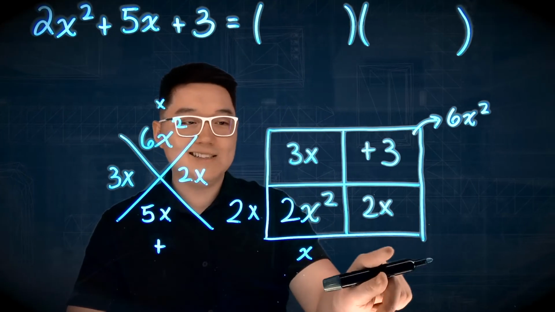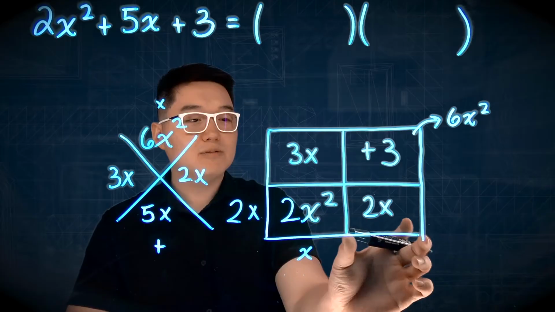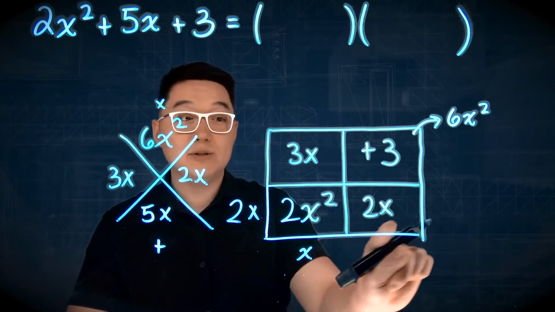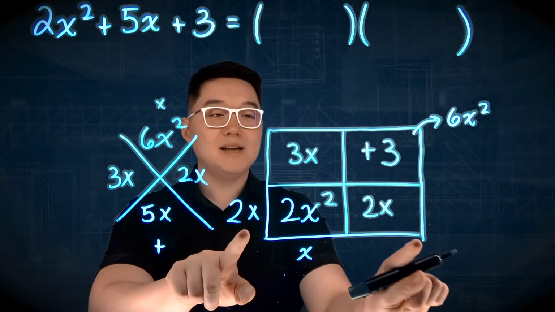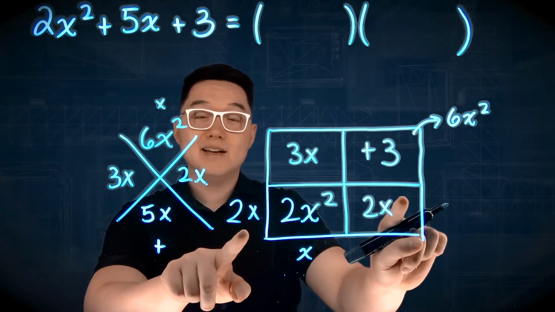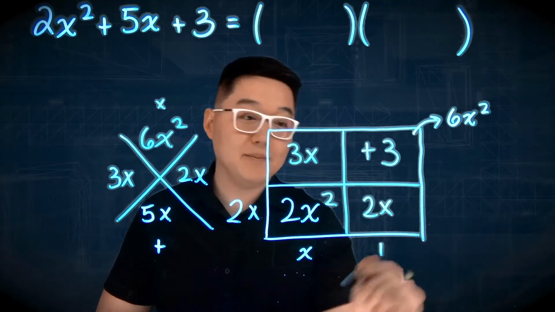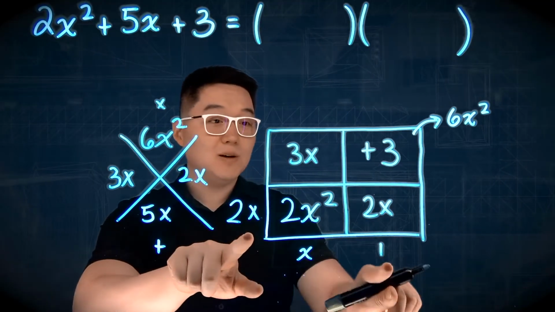Now what about this section of the length? Right here we know that the area is 2x, and the width is 2x. So 2x times something gives us 2x. In this case, it'll be 1. That makes sense because 2x times 1 is 2x.